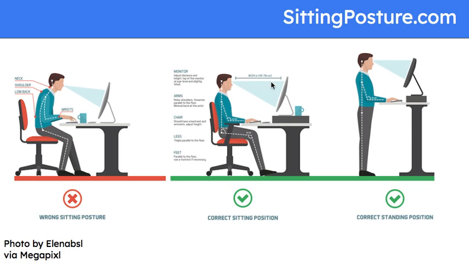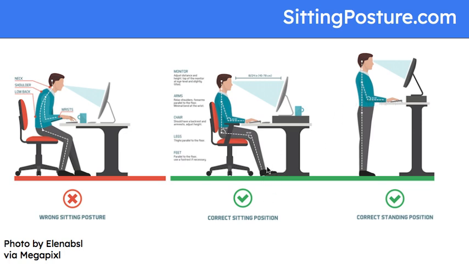The eye level is even with the top of the monitor screen here in the middle picture. Look over at the picture on the right where he's standing, same thing. Eye level is even with the top of the monitor. Over here, elbow slightly above the desk, so his forearms are parallel to use the keyboard. Same thing over here, elbow slightly above the desk, so his forearms are parallel to use the keyboard.